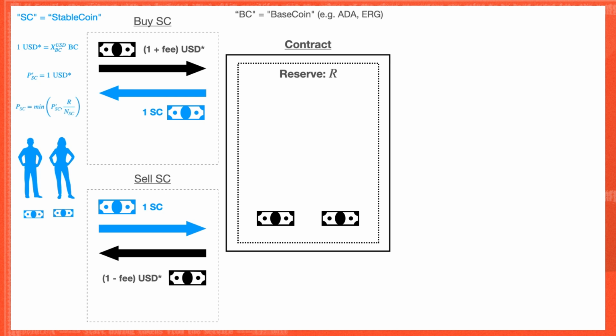Now the problem is that because of the fluctuation of the price of the base coin, there might not be enough reserves to give back dollars for all the stablecoin holders. So in such cases, when the reserve becomes too low, what we do is give a quantity of base coins that is equal to the reserves divided by the number of stable coins in circulation, this NSC.